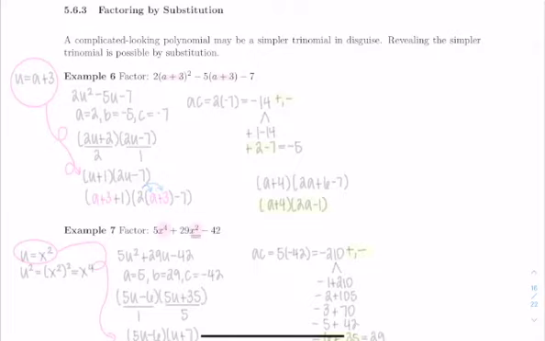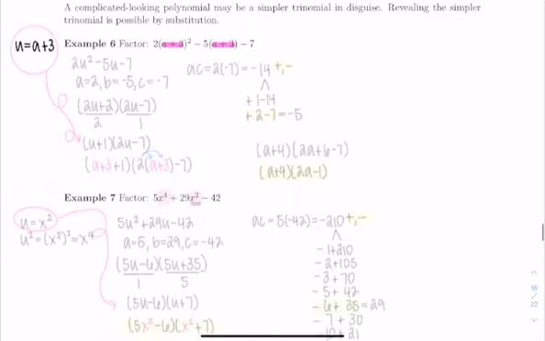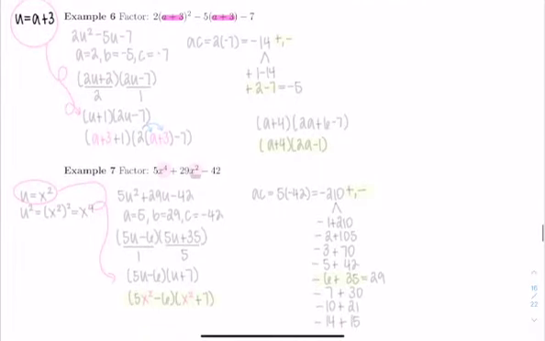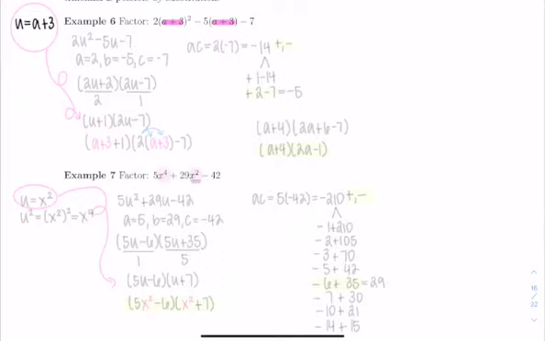So whatever the complicated part of the polynomial that's given to you is what you want to let u be equal to. So in this case, the a plus 3 is really what makes this entire thing complicated. So I'm going to let u be a plus 3. That means wherever I see a plus 3, I'm going to put a u in for the time being. So you have 2u squared minus 5u minus 7.